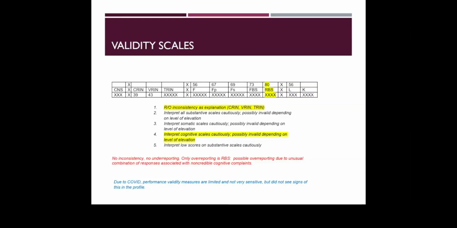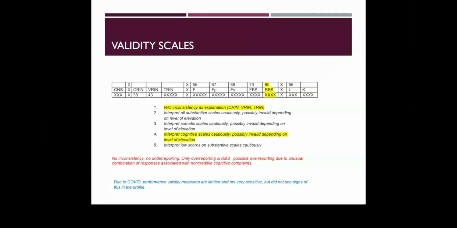So this is the scale, again, that we might want to look at other performance validity or symptom validity tests. We did not see that the performance validity tests were elevated. Again, unfortunately, in telehealth, we aren't allowed to give the ones that are most valid. So that's a limitation. But we did see symptom overreporting on other measures that have symptom overreporting scales. So the possible overreporting of responses related to non-credible cognitive complaints was definitely an issue.